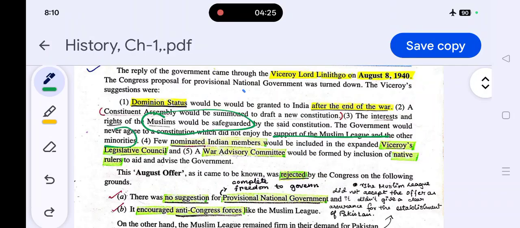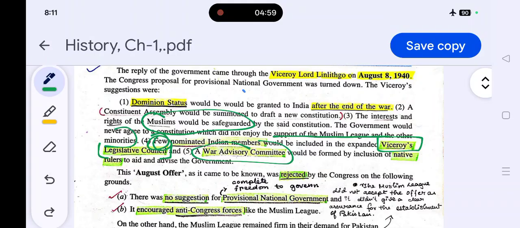Point 4 says few nominated Indian members would be included in the expanded Viceroy's Legislative Council. The Viceroy cannot look after everything by himself, so he will have a Legislative Council, and in that a very few handful of Indian members would be there, so mostly the Brits. A war advisory committee would be formed by inclusion of native rulers to aid and advise the government.